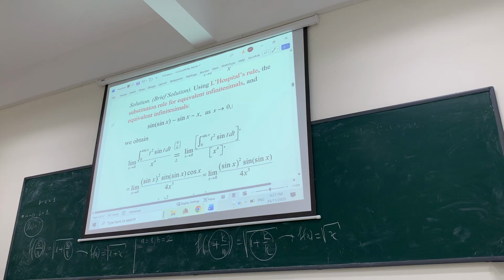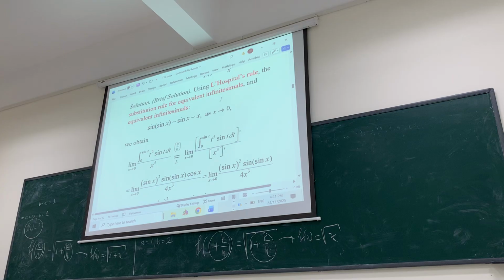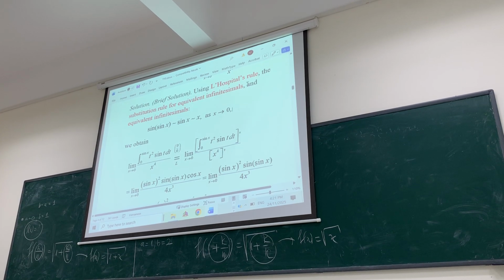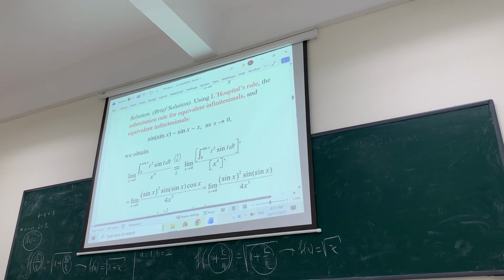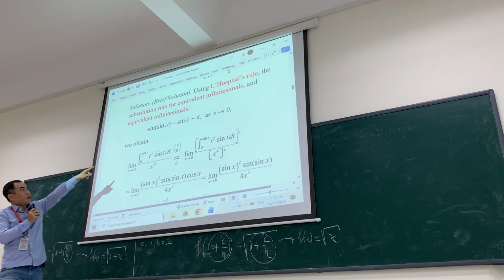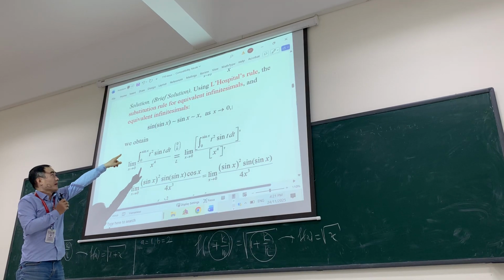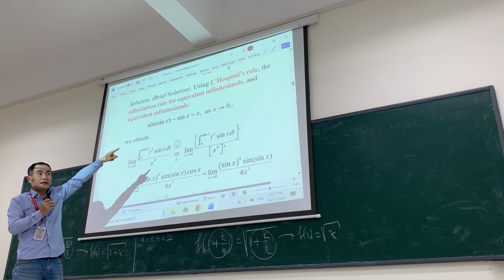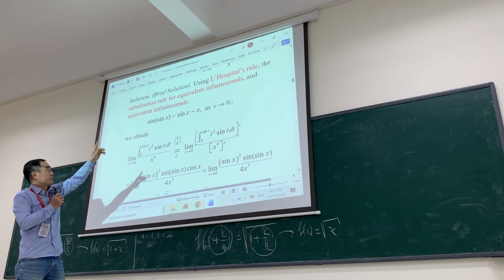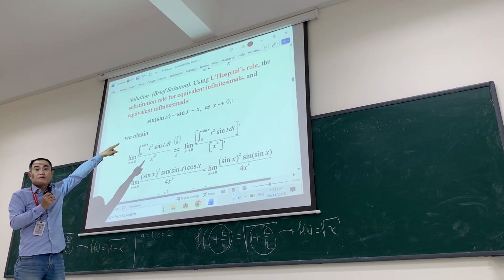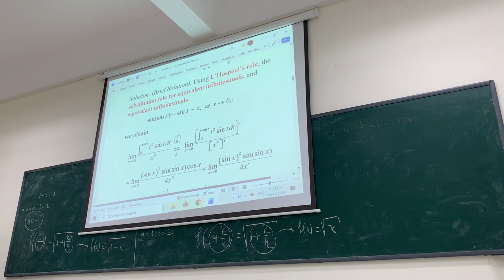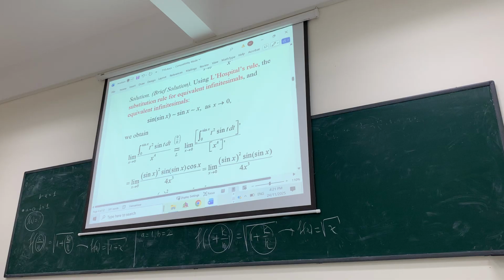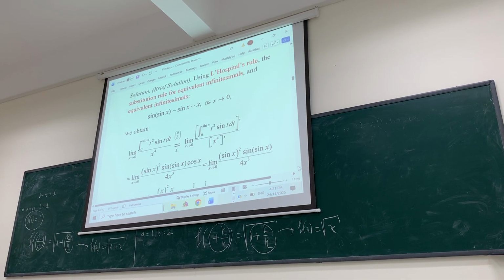Okay? In this example, we use L'Hôpital's rule, the substitution rule for equivalent infinitesimals, and some equivalent infinitesimals you know. Now, you can see when x tends to 0, sin x is equivalent to x. Okay? Sin x tends to 0. Of course, we have sin x equivalent to x. Okay? We have the formula here. Now, we continue.